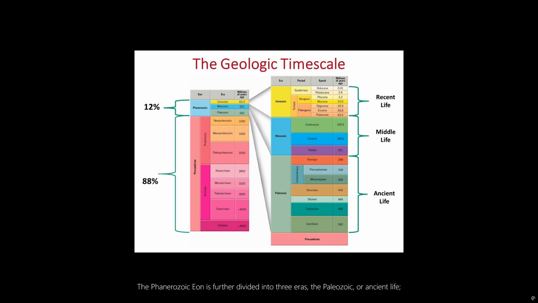The Phanerozoic eon is further divided into three eras: the Paleozoic or ancient life, the Mesozoic or middle life, and the Cenozoic or recent life. We live in the Cenozoic era. In this lecture, we will focus on the Cambrian and Ordovician periods, ending with the first of the Big Five mass extinctions at the end of the Ordovician period.